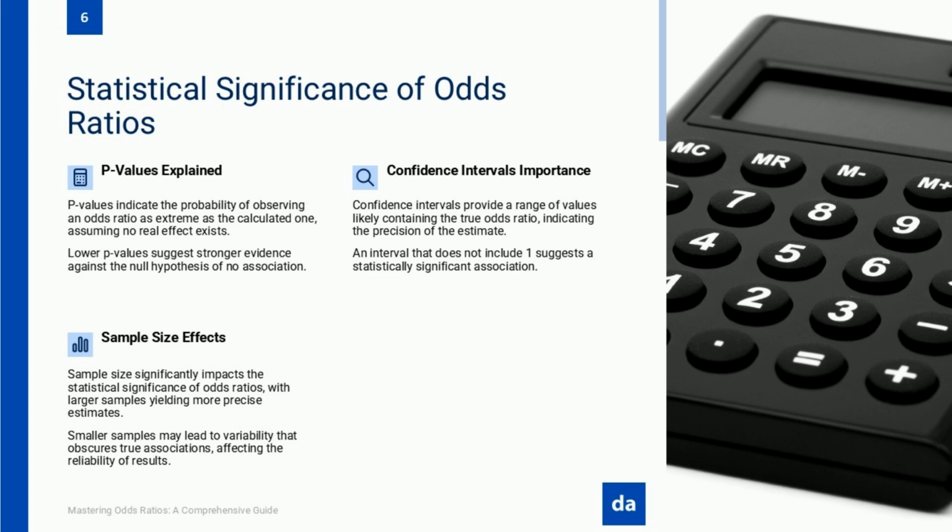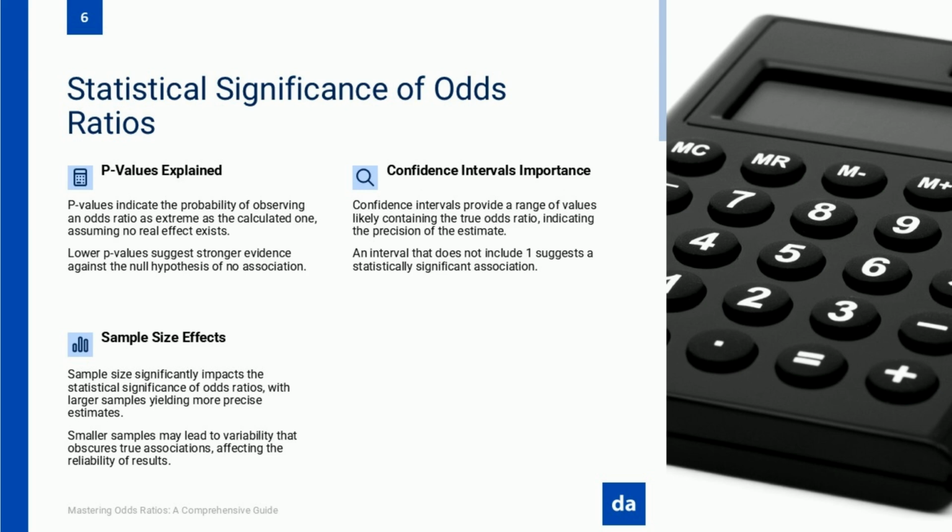A narrow interval indicates a more precise estimate, while a wide interval suggests greater uncertainty. This precision is closely tied to our sample size. Larger samples generally yield narrower confidence intervals, allowing us to make more definitive statements about the odds ratio's true value.